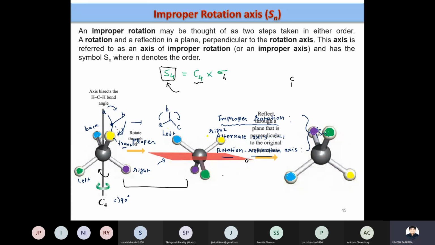So this is called improper rotation, or you can say alternate axis, or rotation reflection axis. And tetrahedral geometry is a very good example of this. But suppose you take different atoms, for example 2 hydrogen and 2 Cl, then you cannot have an improper rotation axis. You cannot have an S4.